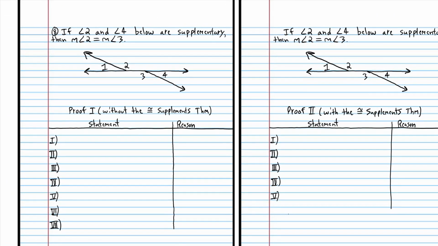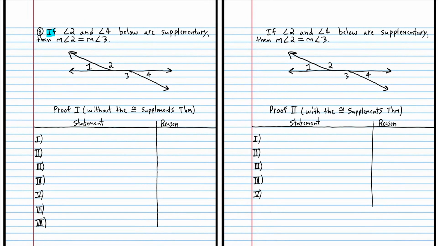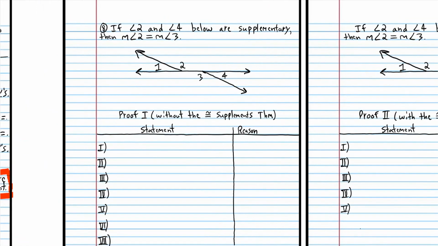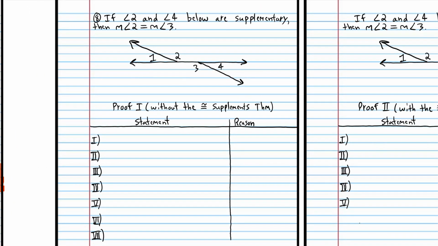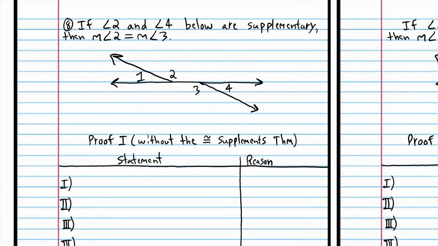So let's come up with a game plan here. If angle 2 and angle 4 below are supplementary, then the measure of angle 2 is equal to the measure of angle 3. I want to help you with the general concepts before you start with this. You're going to need to recognize that these two angles form a linear pair. If these two angles form a linear pair, then that means that they are supplementary, and that means the sum of these angles is 180 degrees.